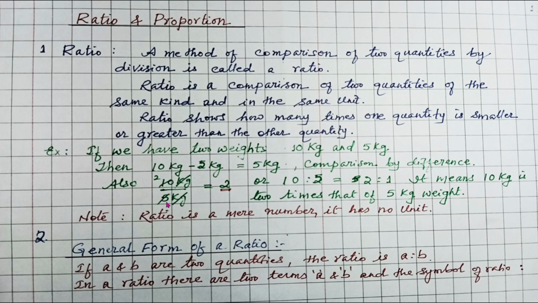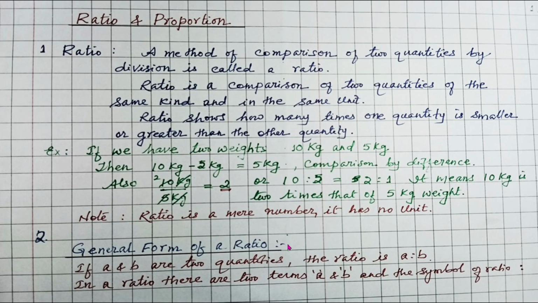And also we can express this as a fraction, that is 10 kgs by 5 kgs is 2, or 10 is to 5, 10 is to 5 is 2 is to 1. It means that 10 kgs is 2 times that of 5 kg weight. So this is how a ratio can be used to compare two quantities of the same kind and in the same unit. Remember, ratio is a mere number, it has no unit.